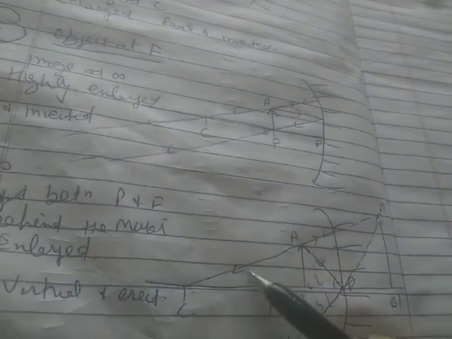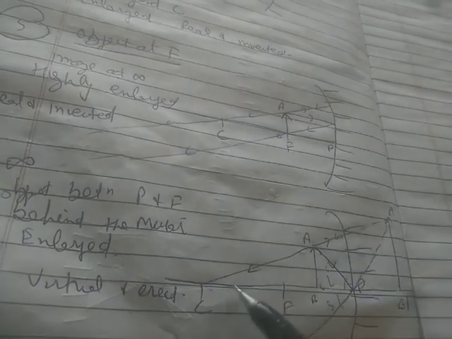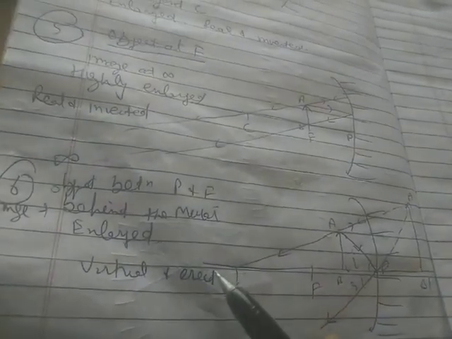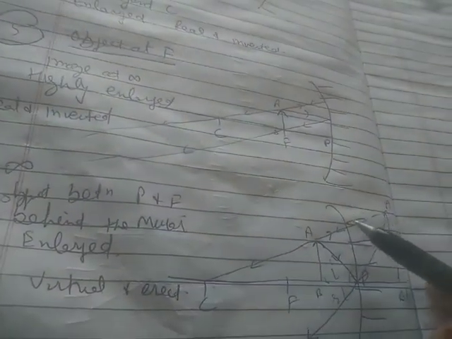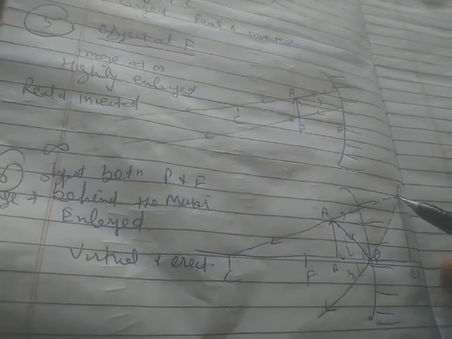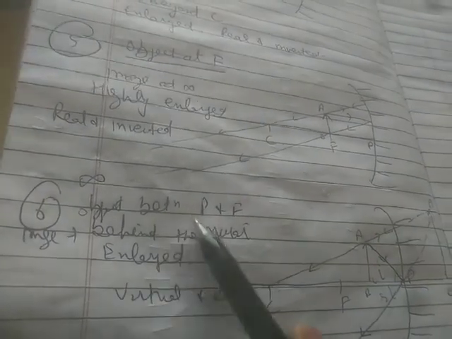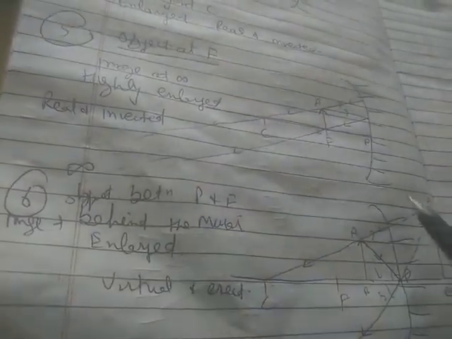After that, the ray that is passing through the center of curvature will go after reflection through the center of curvature. These rays actually don't meet in front of the mirror, they will just meet at the back of the mirror if we extend them. So at the back of the mirror, the image will be formed, AB image, erect image. So if the object is between P and F, then the image is behind the mirror, and it will be a very large image, virtual and erect. Clear? This was all about the image formed by the concave mirror.